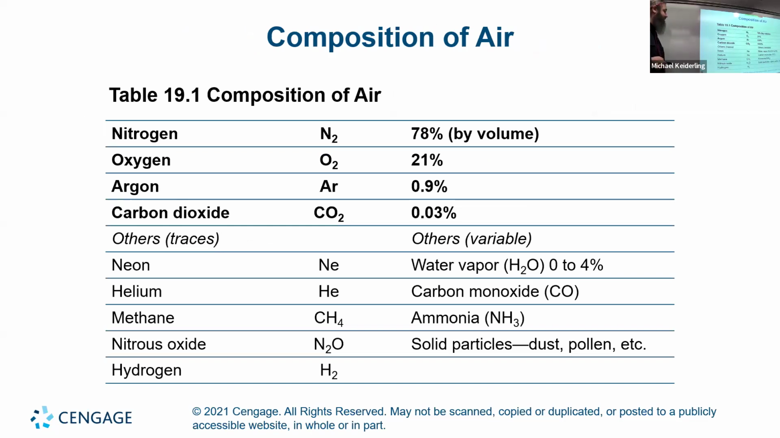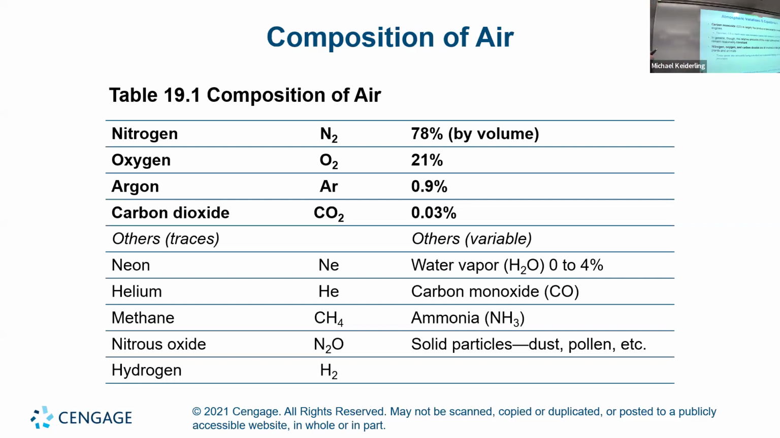There are traces of neon, helium, methane, nitrous oxide, and hydrogen. And then some variable quantities of water vapor, which is the one that varies a lot. It varies from about 0 to 4% of the air. Carbon monoxide is emitted by various things like cars and other combustion. Ammonia, and then there's solid particles like dust, pollen, etc.